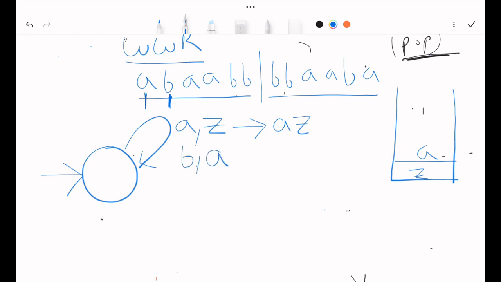Top of the stack is A. You can see top of the stack is A. In this condition, I will push B into my stack. Done.